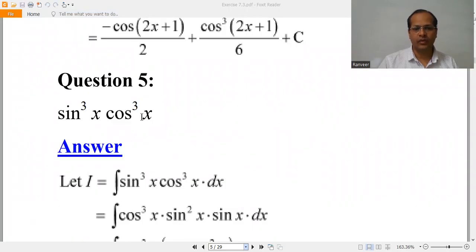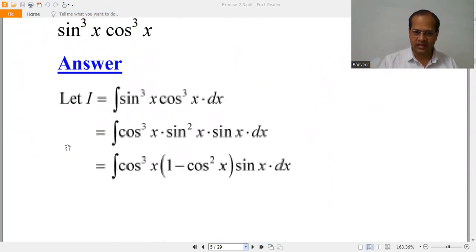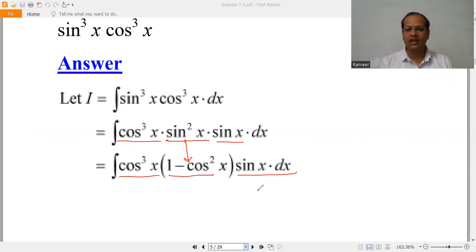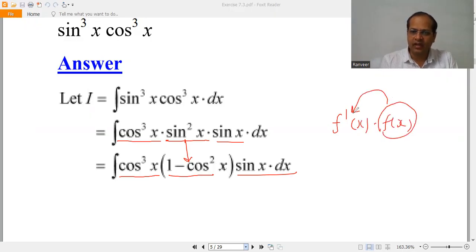Sin cube x cos cube x. So this also, in the same way, we can convert here. First of all, we know the differential, any value we can write here, cos cube x. Now sin cube x we can write as sin square x into sin x. Now this is cos cube x, 1 minus cos square x, sin x. And this is why we are doing it like that, because we want to convert it in the form of f dash x into f x. That means one function whose differential value we will create.